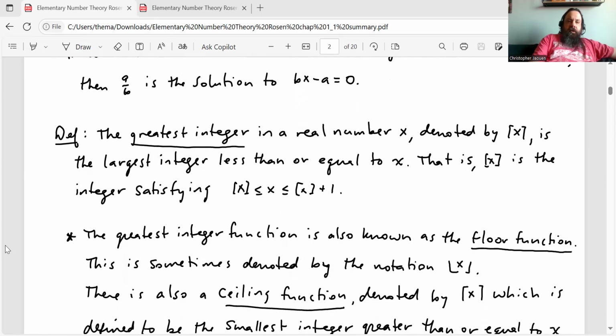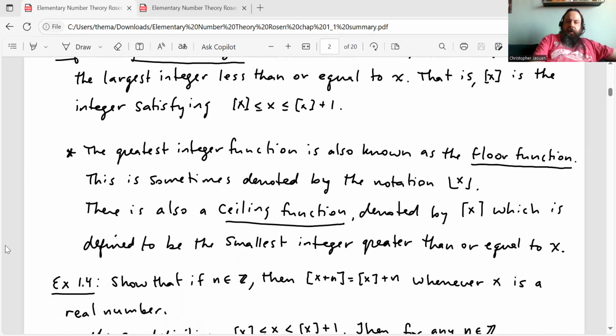Right? Another definition, the greatest integer in a real number x, denoted by, and here Rosen uses square brackets around the number x to denote the greatest integer of x, is the largest integer less than or equal to x. That is, the greatest integer in x is the integer satisfying: the greatest integer of x is less than or equal to x, which is less than the greatest integer of x plus 1.